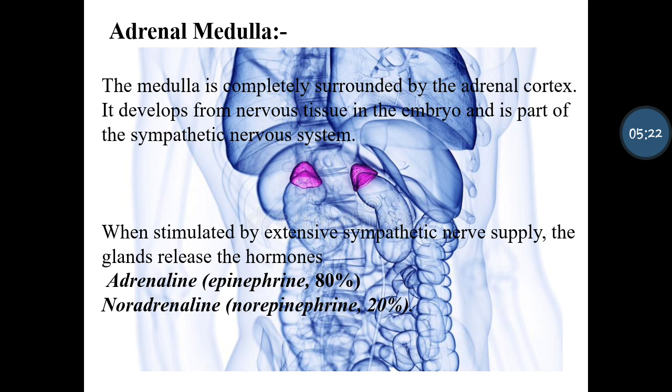Then the adrenal medulla. The medulla is completely surrounded by the adrenal cortex. It develops from nervous tissue in the embryo and is a part of the sympathetic nervous system. When stimulated by the extensive sympathetic nerve supply, the glands release hormones: about 80% adrenaline and about 20% noradrenaline.